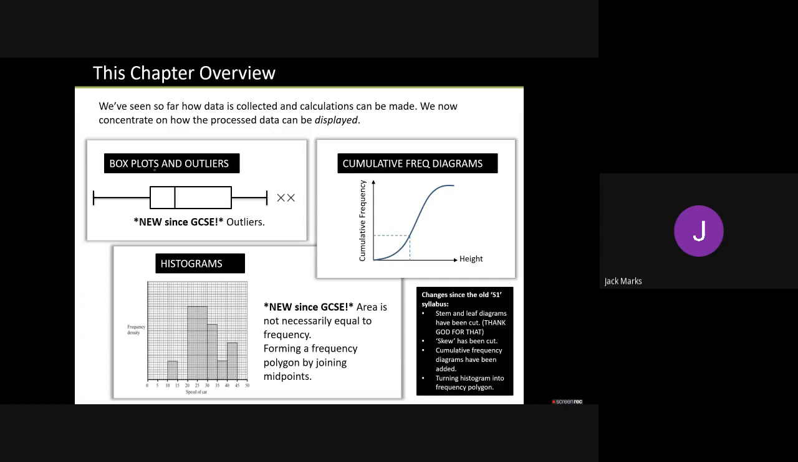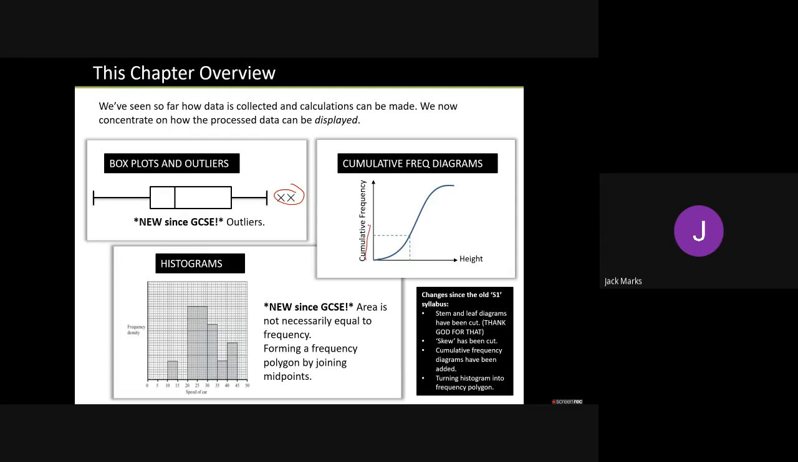The main skills are here. Box plots and outliers first. If you've done some GCSE statistics or just regular GCSE maths, you would have seen box plots a little bit before. And these over here, these would be the outliers. You should be at least a little bit familiar with cumulative frequency diagrams.